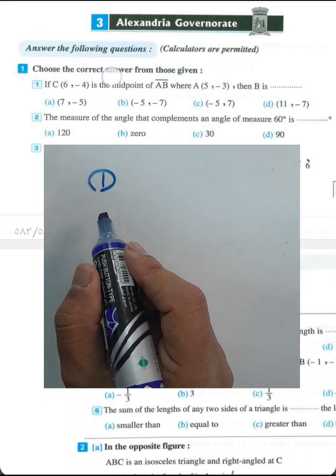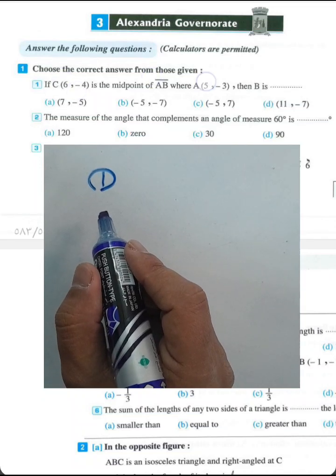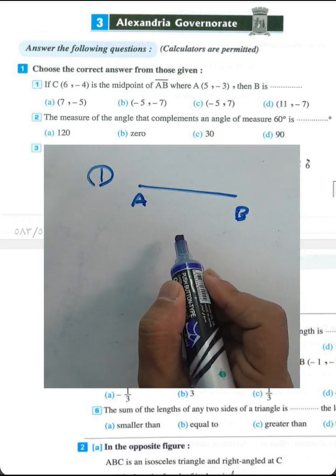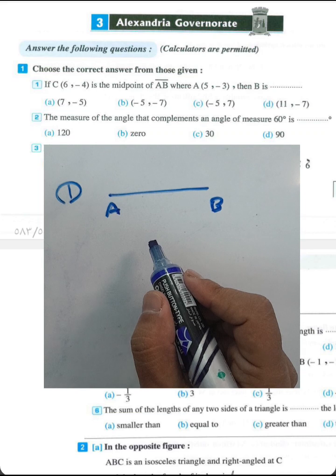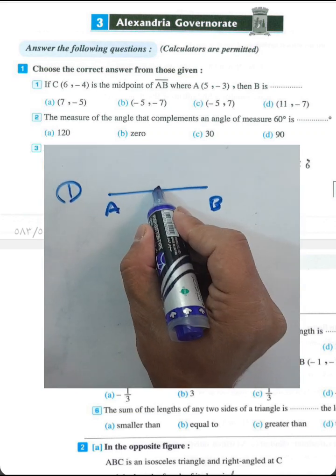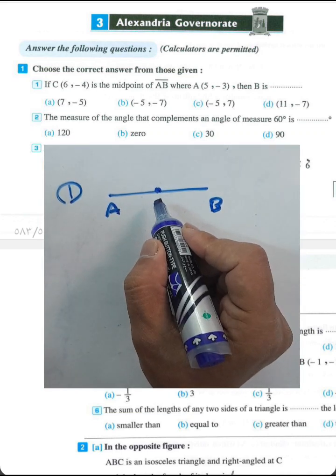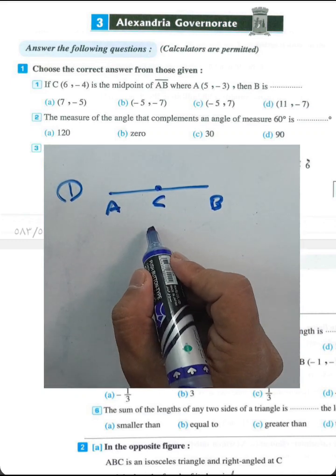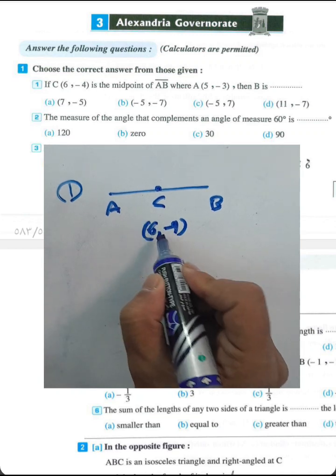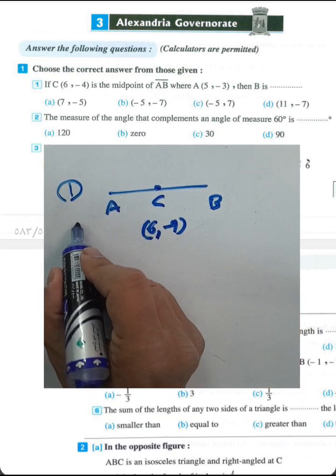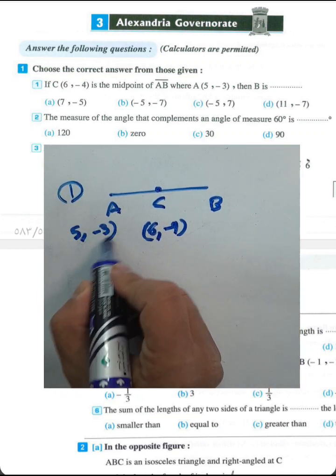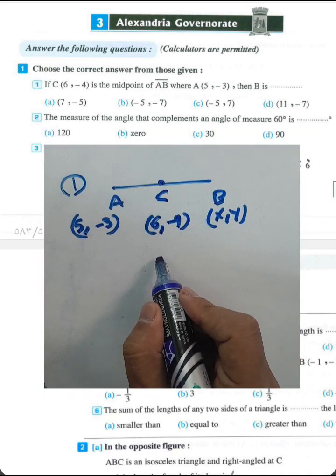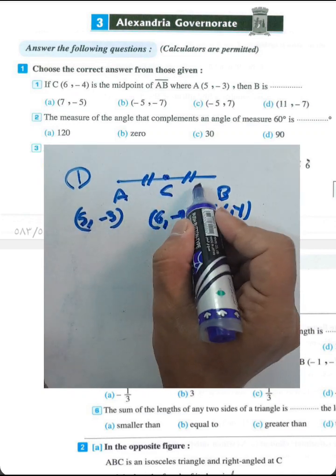C (6, -4) is the midpoint of A and B. A equals (5, -3), then find B. Okay, we have line segment AB and C, the midpoint of A and B. The coordinates of C are (6, -4), the coordinates of A are (5, -3), and we want to find the coordinates of B. We know C lies in the middle, the midpoint between A and B.